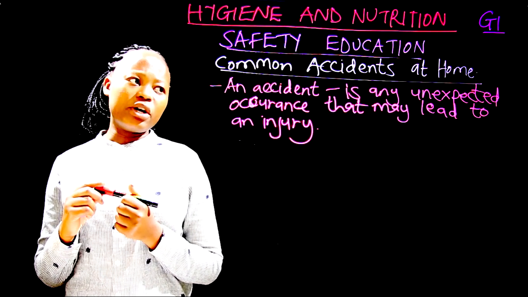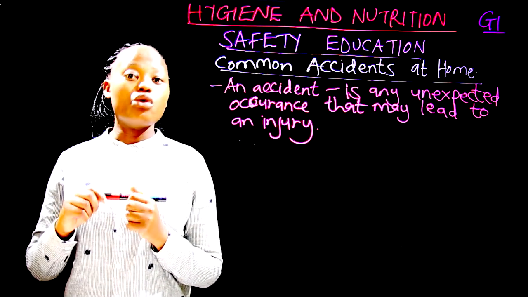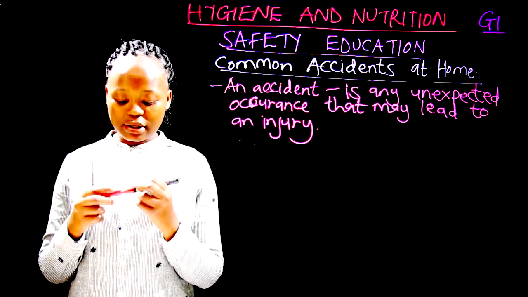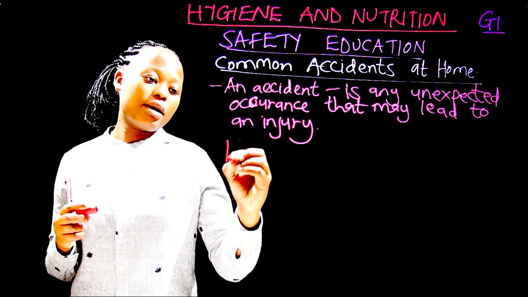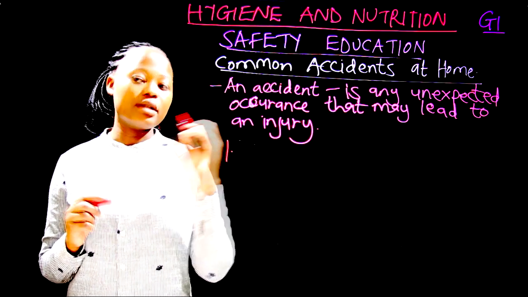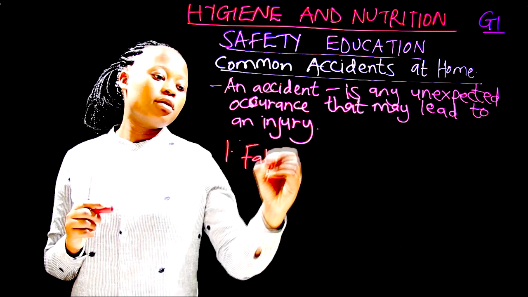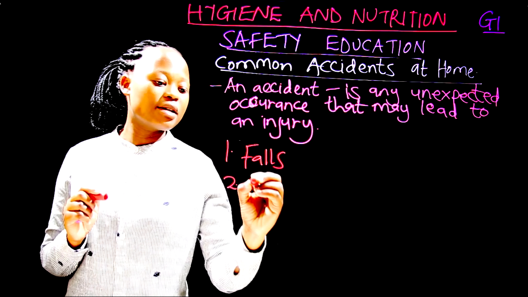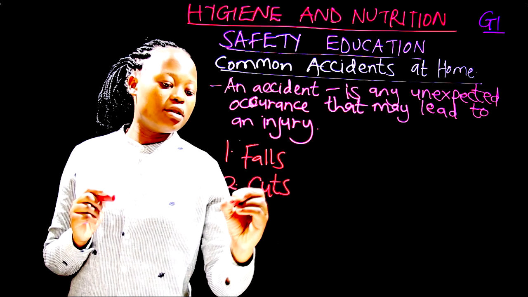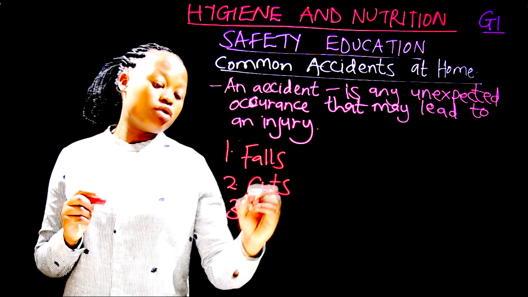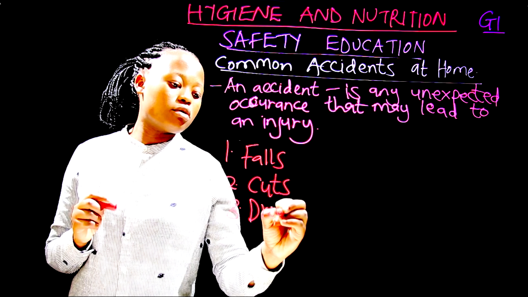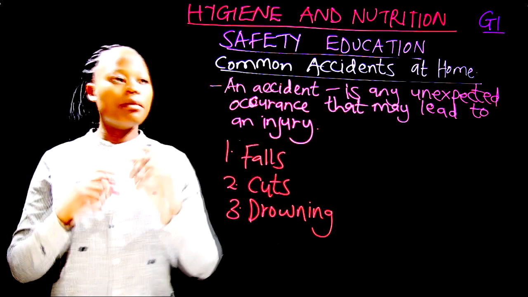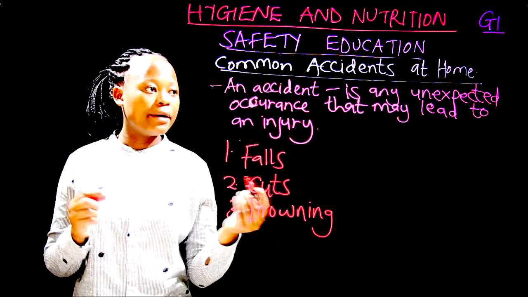Now, which are these common accidents that can happen at home or maybe in your school? Number one, looking at common accidents, we have falls. Number two, we have cuts. Three, we have drowning. These are examples of accidents that may occur at home.